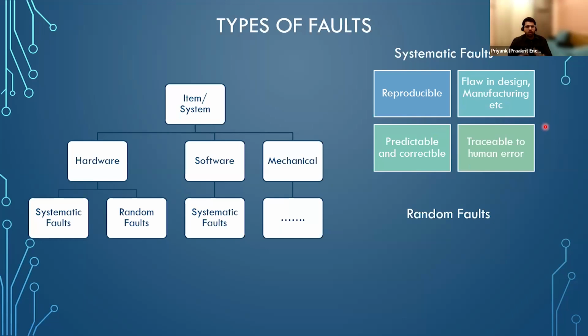Again, this could be a lot more complicated depending on the kind of software we're talking about. If we go into the area of machine learning or AI, then this might not always be true. But essentially speaking, this is what defines a systematic fault.